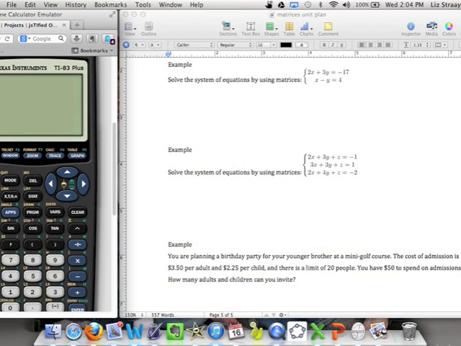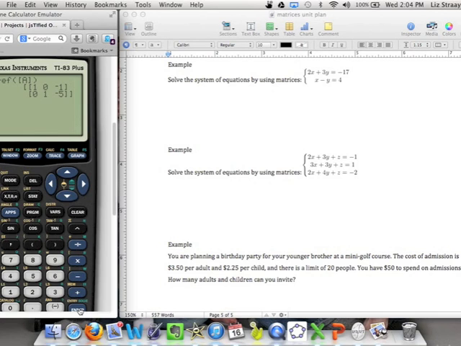And then I'm going to go into that matrix menu, second matrix again, and I'm going to go over to math. And I'm going to scroll down that list until I find something that says RREF. And I'm going to choose that. And then I'm going to tell it that I want it to do that to matrix A. You can close the parentheses or not, doesn't really matter. Hit enter, and it spits out that answer.